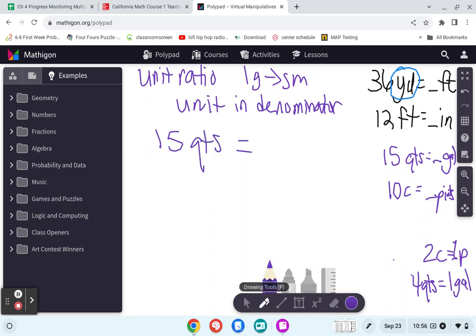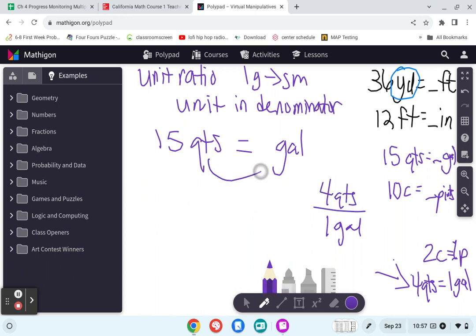I want to know how many gallons I have. What do I know about the relationship between quarts and gallons? Well, if you remember from your robot some years ago when you drew that out, you know that for every gallon, there are 4 quarts. So as I am converting from quarts to gallons, my number should get smaller because my unit is going from a smaller unit to a larger unit.